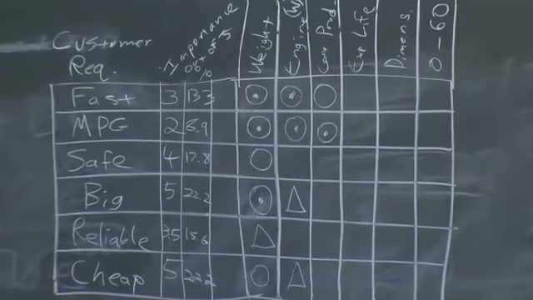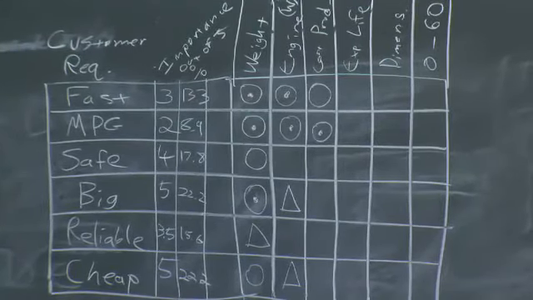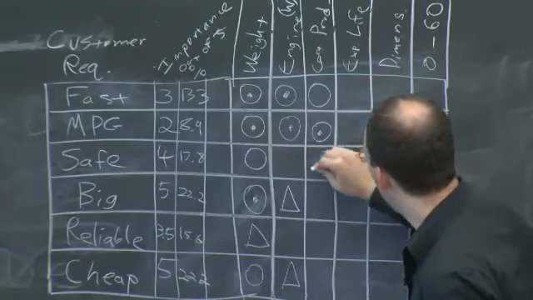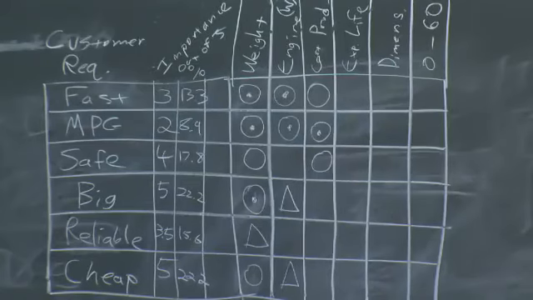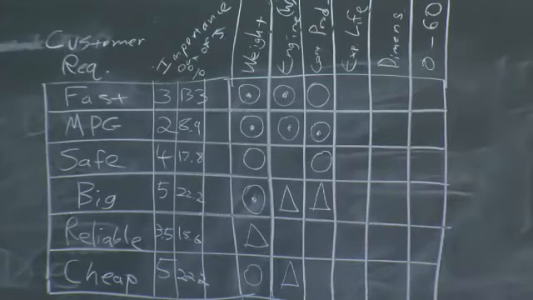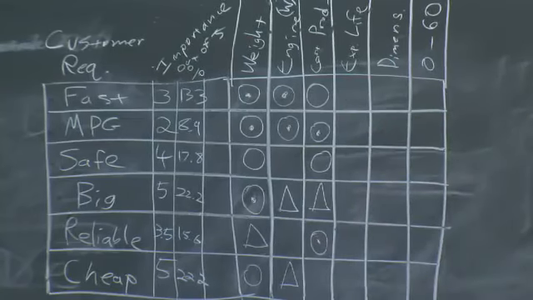Cost of production and safety. Medium, strong? Medium, medium, medium. Okay. Cost of production and big. Weak, all right. Cost of production and reliability, or reliable. All right. Cost of production and cheap.